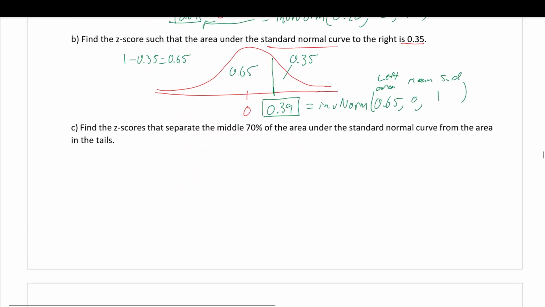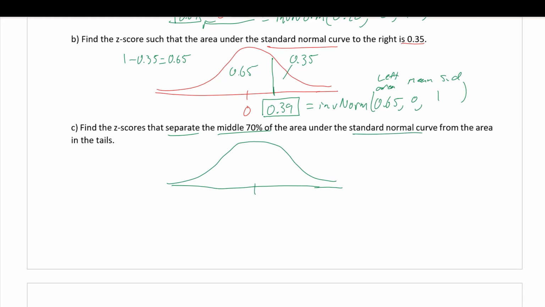And C, find the z-scores that separate the middle 70%. Okay, so this is kind of interesting. Let's draw the bell-shaped curve here. And we're looking for the middle 70%. Again, since we're dealing with a standard normal, we have a 0 at the center, right? And we're looking for 2 partitions that will make up the middle 70%. Okay, so they are going to be symmetrical. So this middle portion is 70%, and there's 2 mystery numbers.